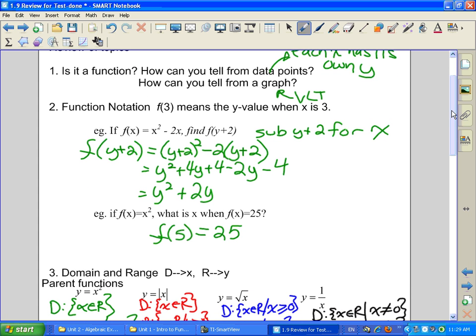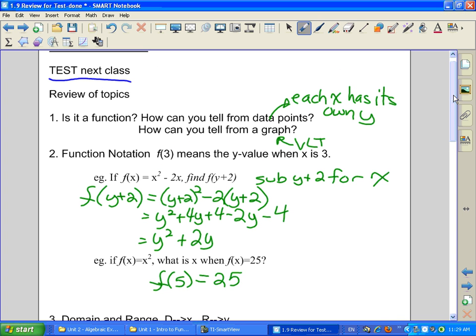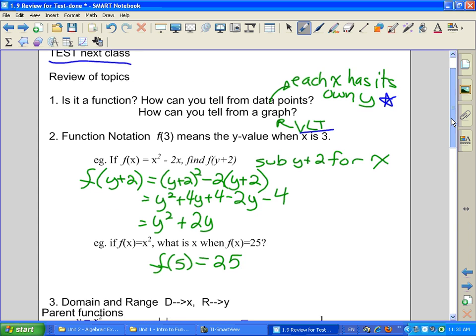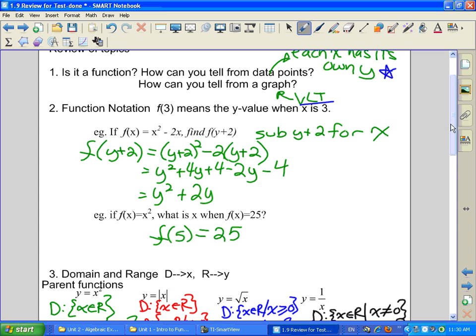Okay, is it a function? How can you tell from data points? Just remember, each x has its own y. Okay, how can you tell from the graph? It has to pass the VLT, which is the vertical line test. Looking at number 2, function notation. F at 3 means what's the value of y when x is 3.